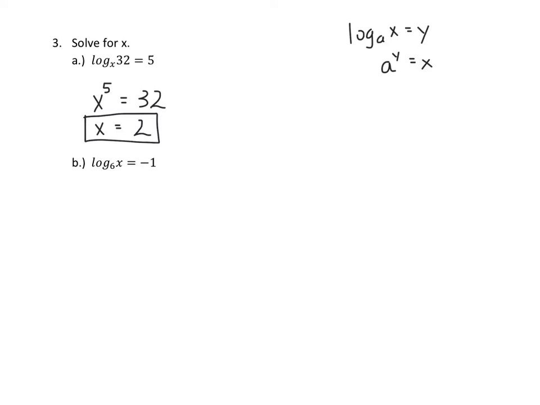For part B, we have log base 6 of x equal to negative 1. So let's do the same thing. Let's convert this to the exponential equation. So here our base is 6. Our exponent is negative 1 equal to x. Well, I can write 6 to the negative 1 as 1/6. And that is what x is equal to. x equals 1/6.